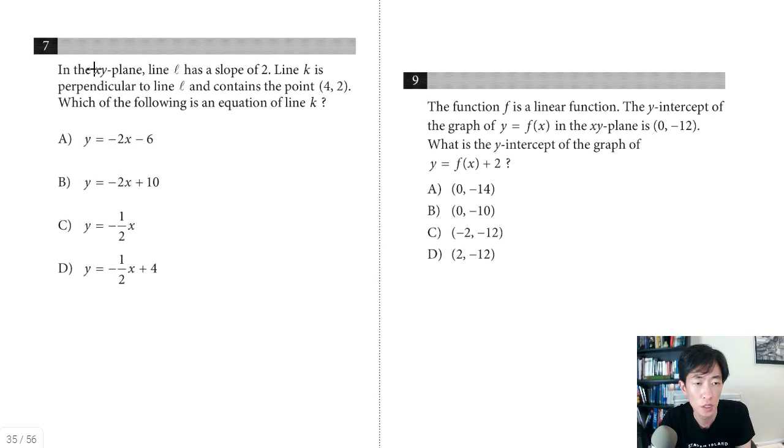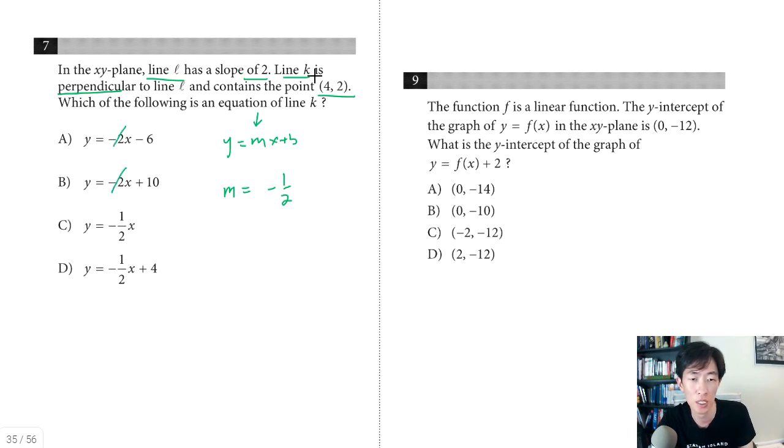Question 7: in the xy plane, line L has a slope of 2. Line K is perpendicular to line L and contains the point (4, 2). Which of the following is an equation of line K? So the quickest way to do this is to notice that all your answer choices are in y equals mx plus b form. And we know that the slope of line K, because it's perpendicular to line L, is the negative reciprocal. So the slope of line K is going to be negative 1/2. So therefore, automatically, we know that because m is the slope, choice A is out, choice B is out.